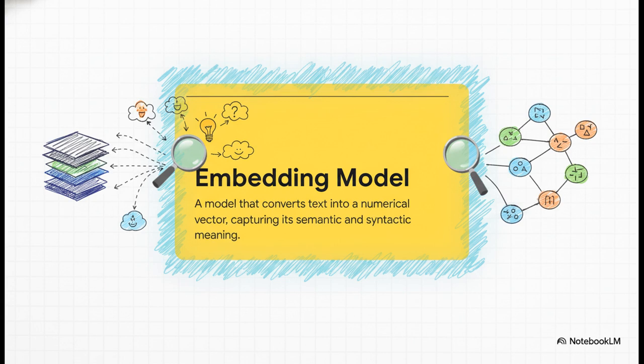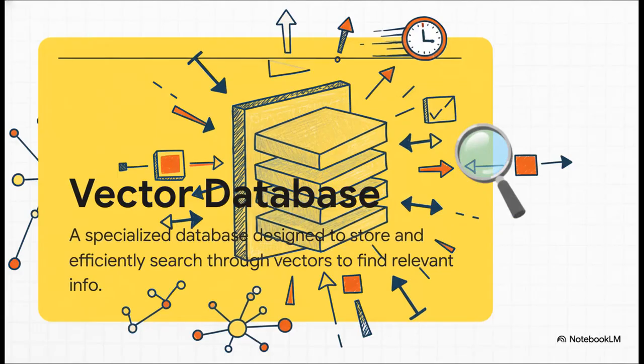It takes each text chunk and converts it into a long list of numbers, a vector, that magically captures its meaning. And where do we put all these millions of vectors? Well, they live in a special place called a vector database. Now, this is not your typical spreadsheet-style database. It's purpose-built for one thing and one thing only, storing these vectors and searching through them at lightning speed to find the ones that are the most similar in meaning. It's like a hyper-intelligent library for our AI.